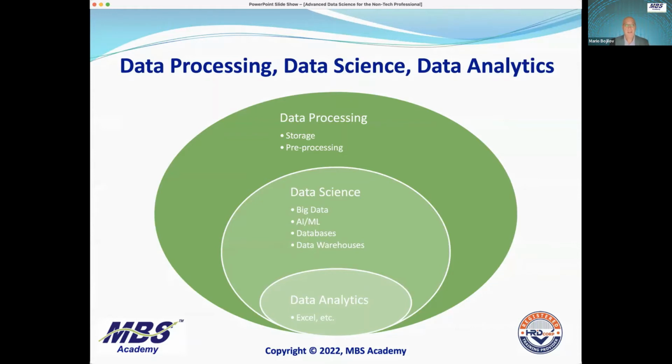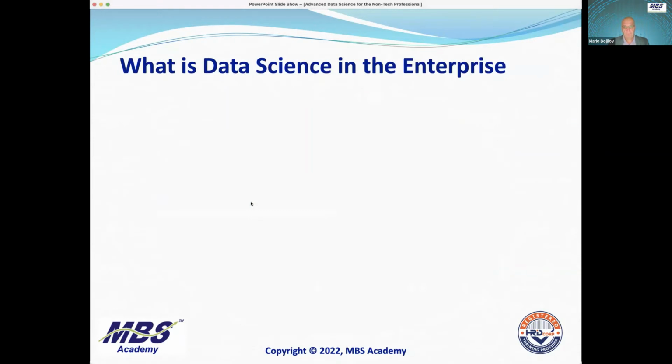So this is how these terms are related. Data analytics is part of data science, and data science is part of data processing. Data processing, okay, this is everything that an organization does. It includes the storage, the pre-processing, running the analytics, getting the insights out. Okay, so let's keep going.